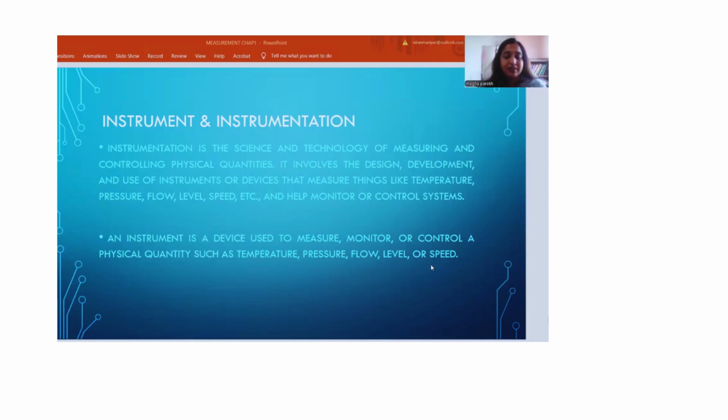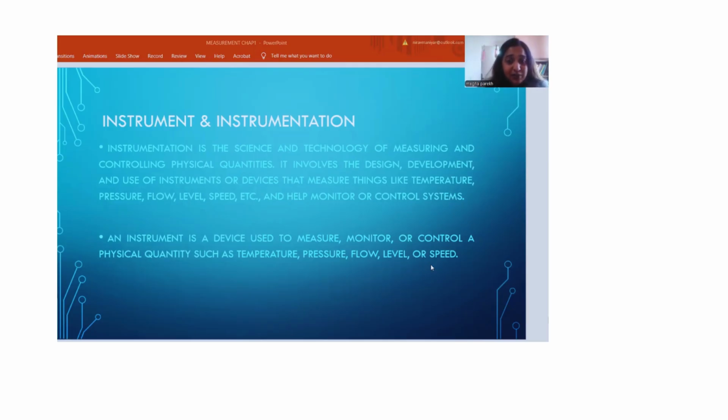Hello, friends. This is Megha, and today we are going to understand the basic concept of instrument and instrumentation. So, we will begin with what is instrument and what is instrumentation. Then we will see what is measurement, why we need measurement, and later we will see the primary transducers, secondary transducers, etc. And in the next lecture, we will go to the performance characteristics. So let's begin with a very basic concept of instrument and instrumentation.